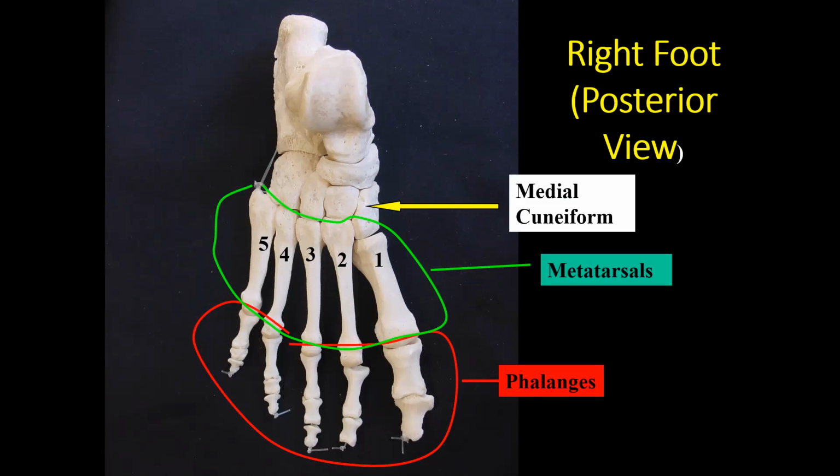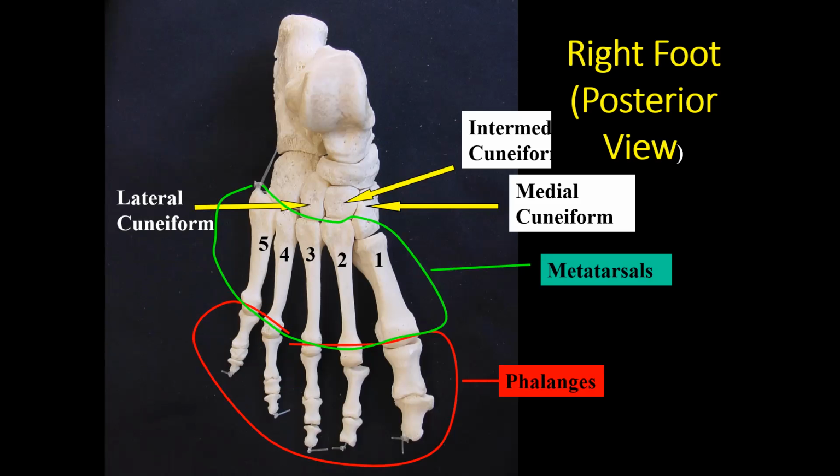You will have to know their names, but we can at least identify them. Three of them have the same last name. There's the medial cuneiform, the intermediate cuneiform, and the lateral cuneiform. There's the medial cuneiform there. There's the intermediate cuneiform in the middle. We call it intermediate. There is the lateral cuneiform.